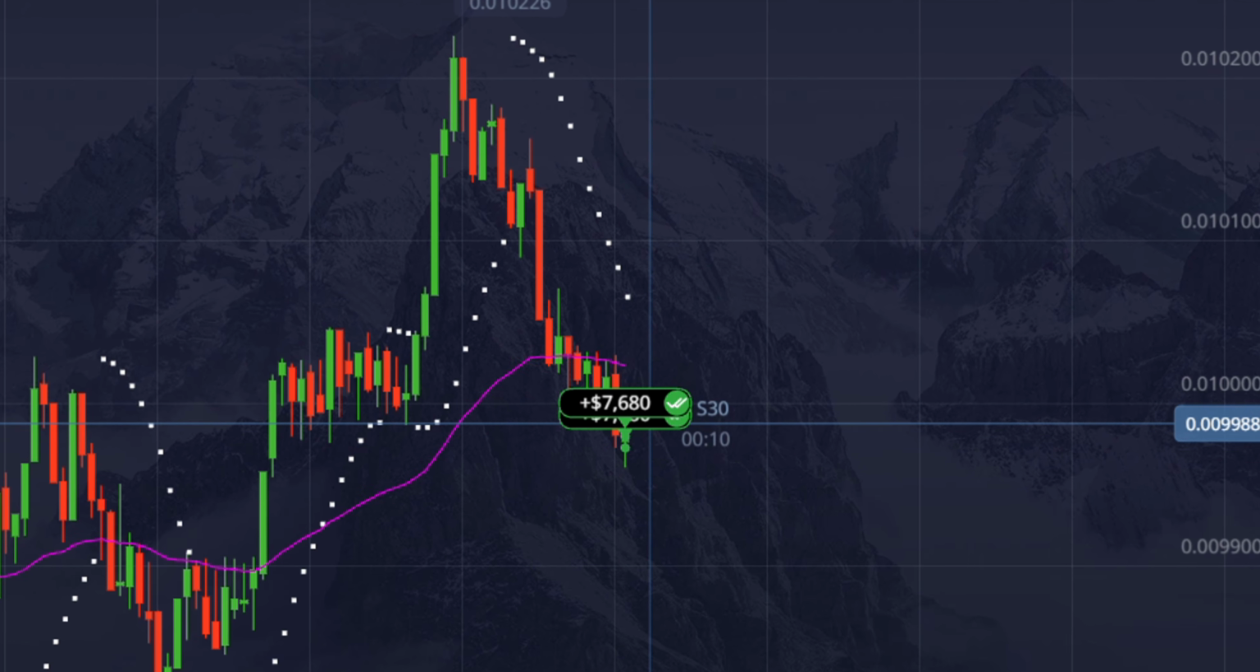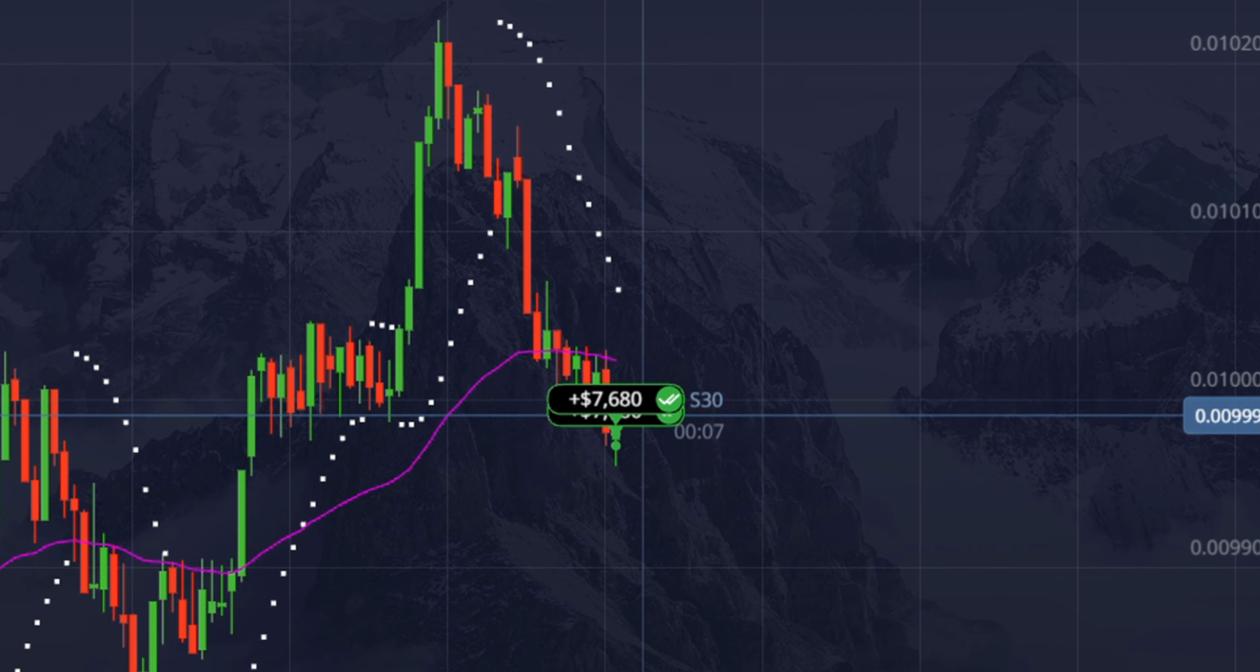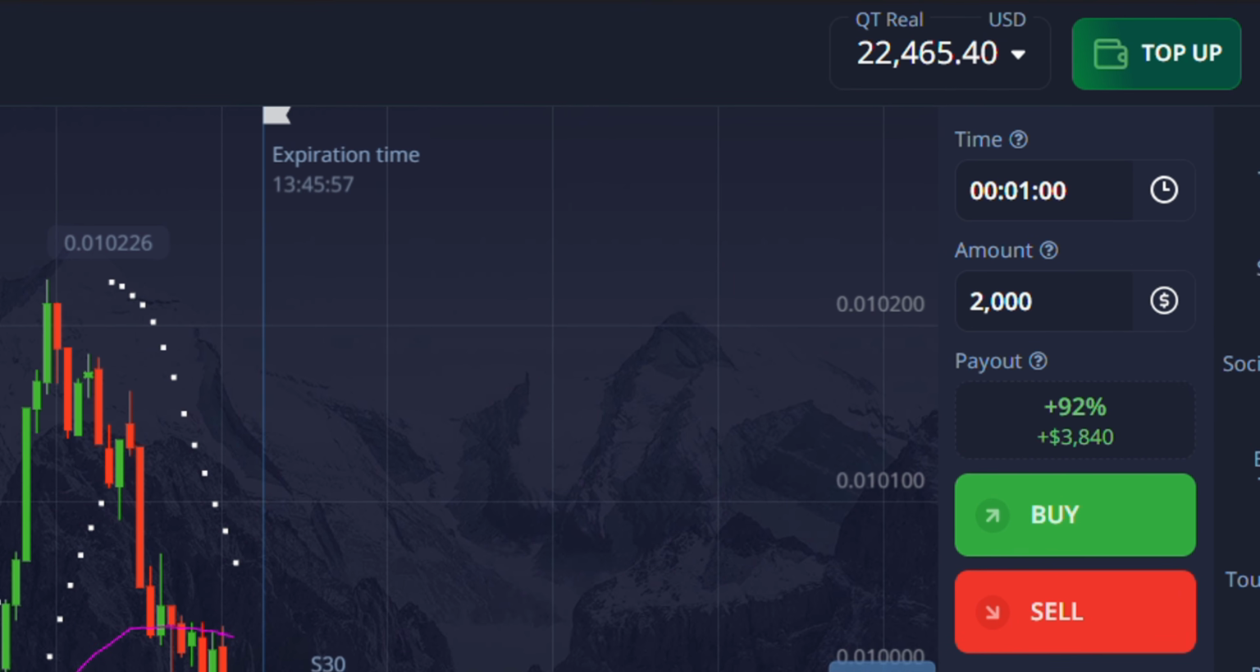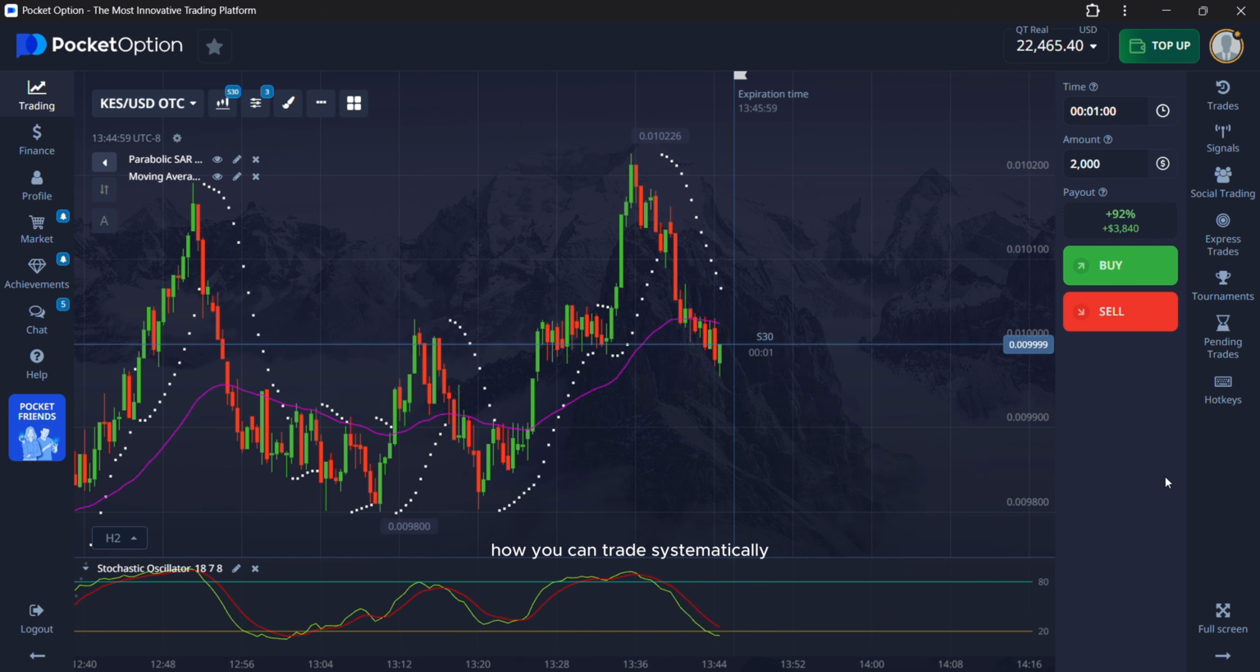Great results. Truly incredible. We turned $10 into over $22,000. It's a perfect example of how you can trade systematically and without emotions. And anyone can follow this path if you have a clear goal and the determination to stick with it. Start with a demo account, test the strategy, feel the process, and build your skills.